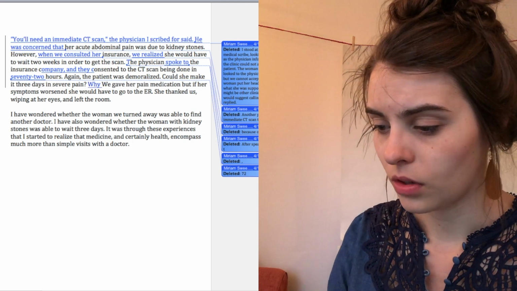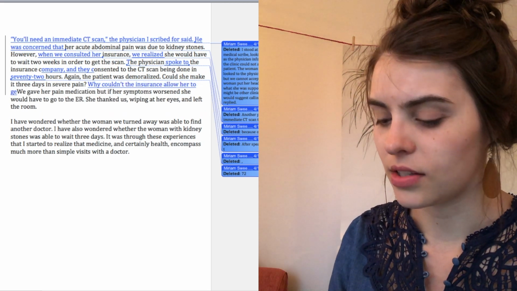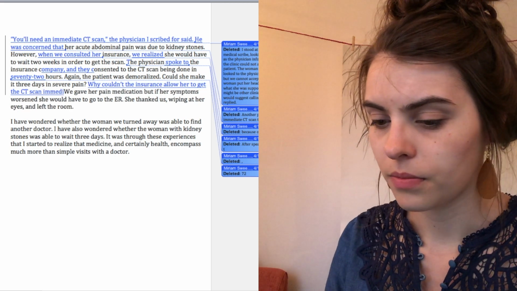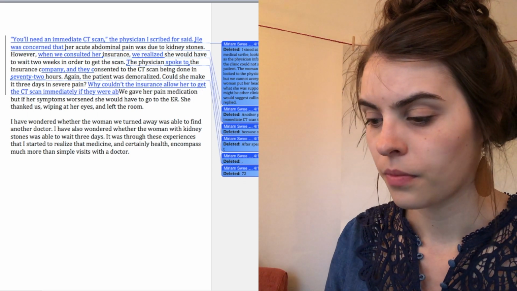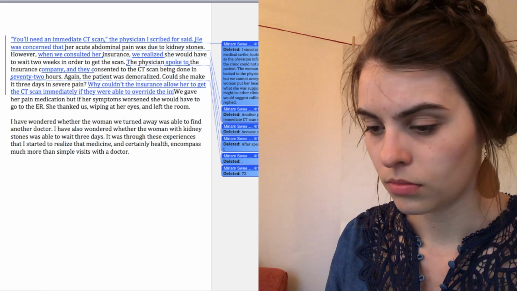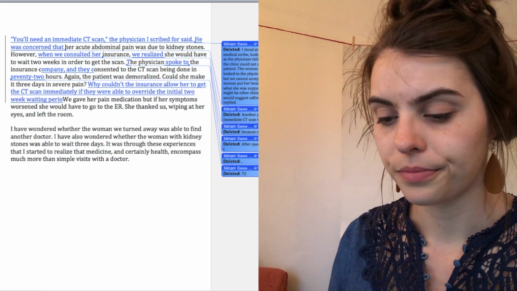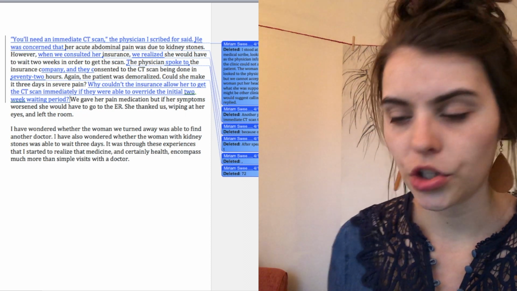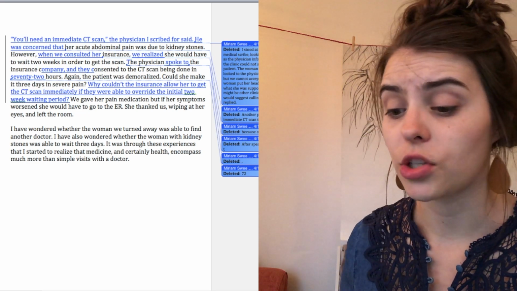Why couldn't the insurance allow her to get the CT scan immediately if they were able to override the initial 2-week waiting period? That presents his main frustration. Okay, we gave her pain medication, but if her symptoms worsened, she'd have to go to the ER.